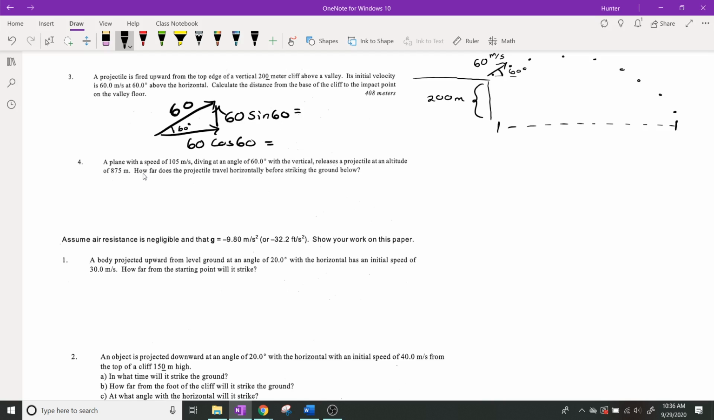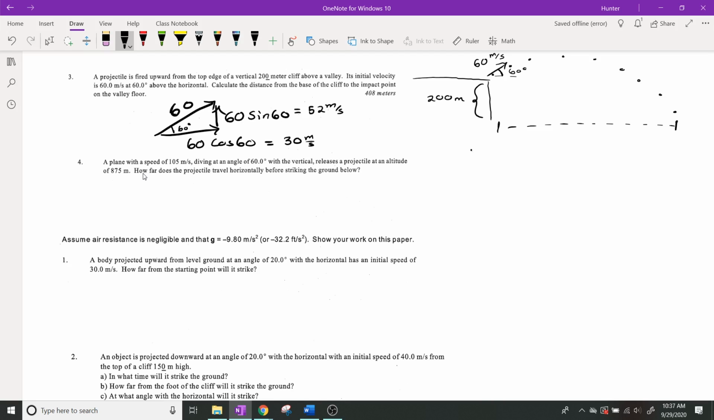So 60 sine of 60 comes out to be 51.96. Can we do 52? Is that okay? Oh, that's sine? Okay. So 52 meters per second. Okay, what about 60 cosine 60? 30 meters per second. So I'm going to put 30 meters per second. We're going to need both of those.